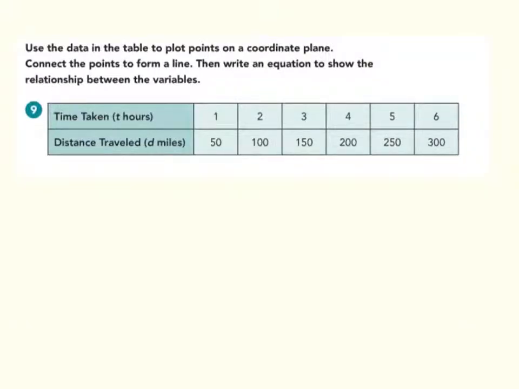And here is your final problem for Chapter 8.2. Use the data in the table below to plot points on a coordinate plane. Connect the points to form a line. Then, write an equation to show the relationship between the variables.